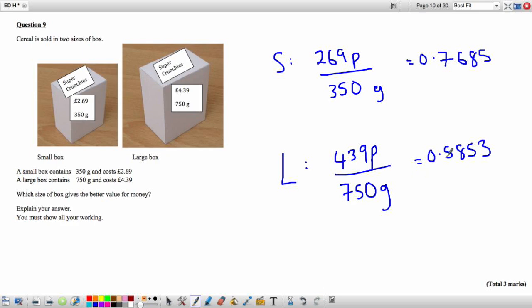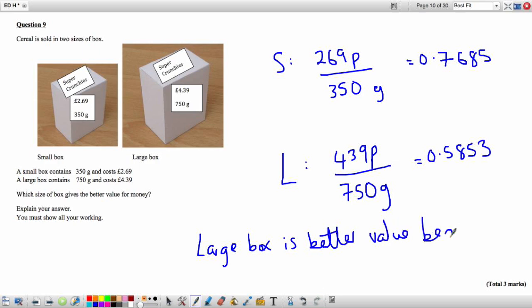So here we can see that the large box is better value because it costs less per gram than the small box. So it's really important then that you write that down, that the large box is better value because it costs less, see here the smaller number, per gram than the small box.